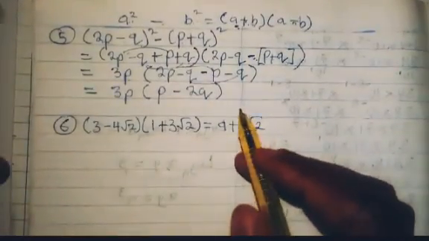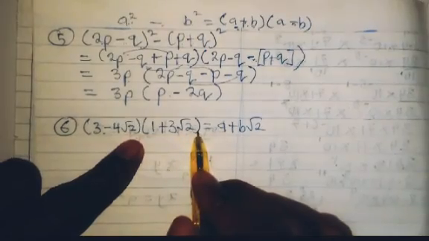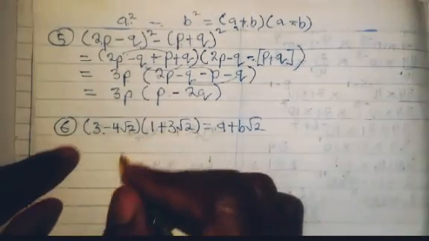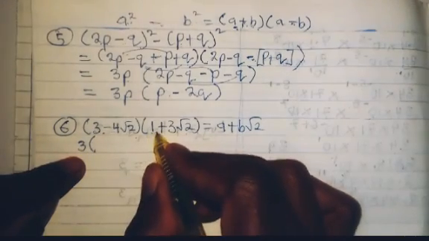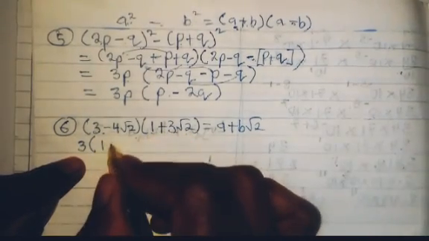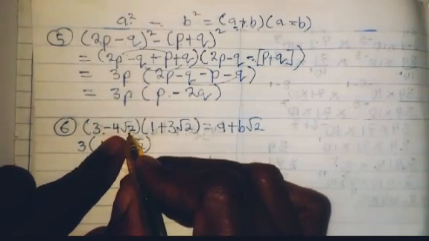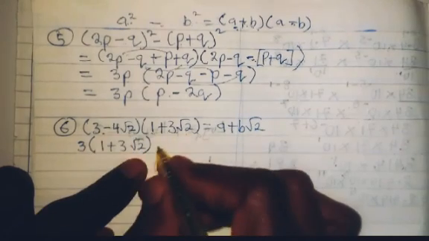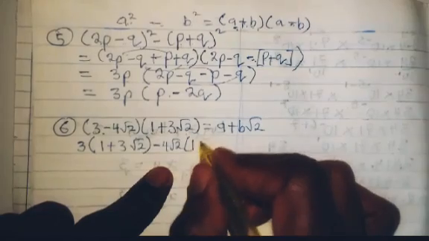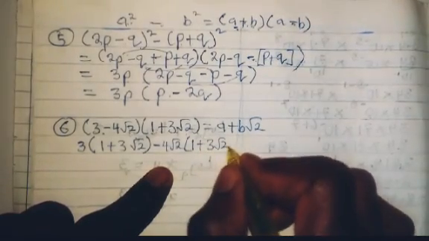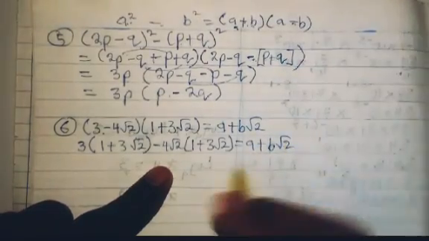Now for you to find the value of b, you have to use each of the contents here to multiply everything in the bracket here. Now let me show you how to do that. Okay, we take our 3 first, we open the bracket and use it to multiply 1 plus 3 root 2. We close the bracket. Then we take the second option here, which is minus 4 root 2, and we do the same, use it to multiply 1 plus 3 root 2. And this will equal a plus b root 2.